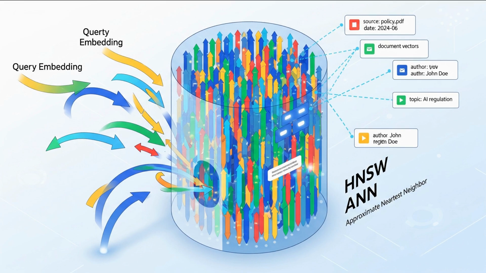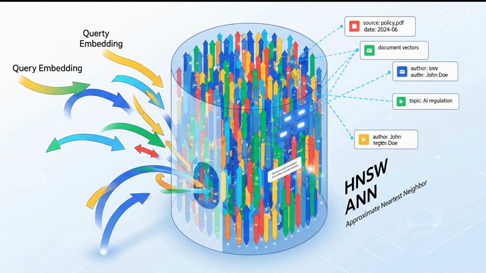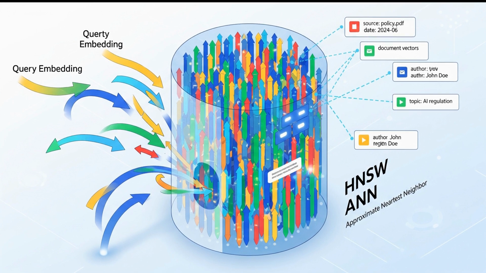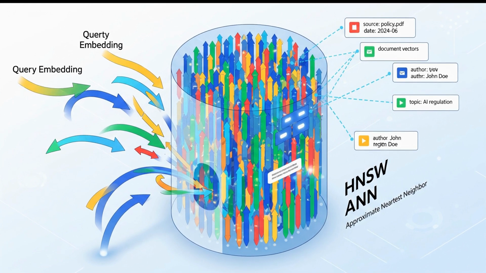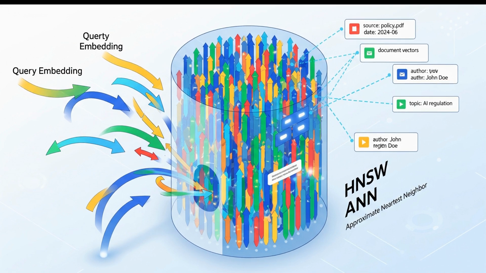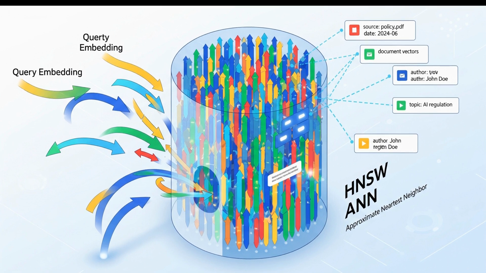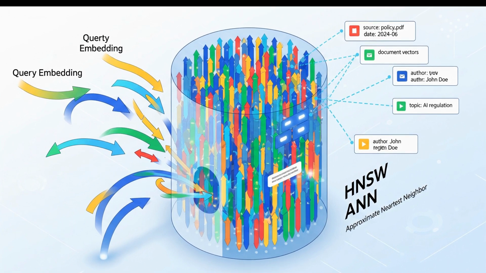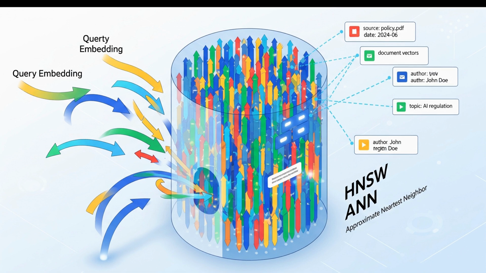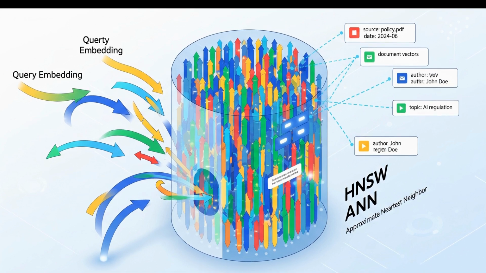Embeddings are numeric representations of text. You'll embed both documents and queries into the same space. Then you use a vector DB, like Pinecone, Milvus, Weaviate, or an open-source option to do nearest neighbor search. Important choices: embedding model, accuracy versus cost, index type, HNSW, IVF, and metadata you store for filtering and provenance.